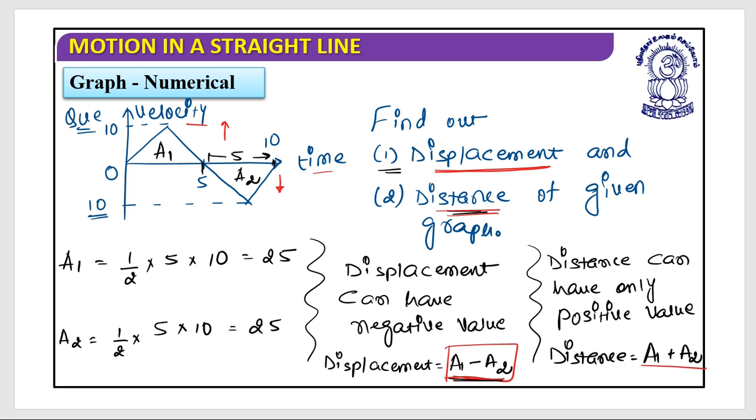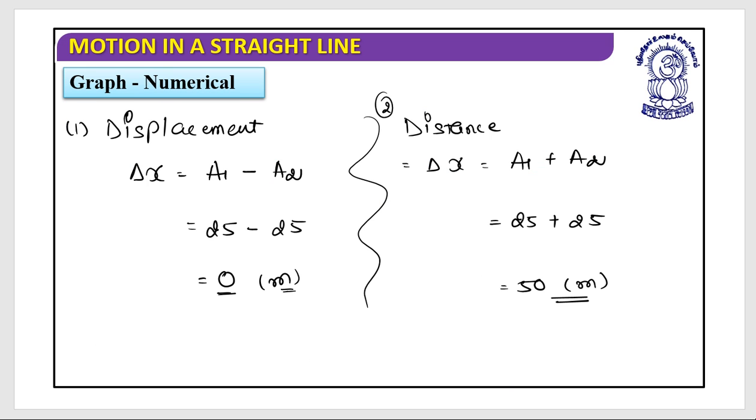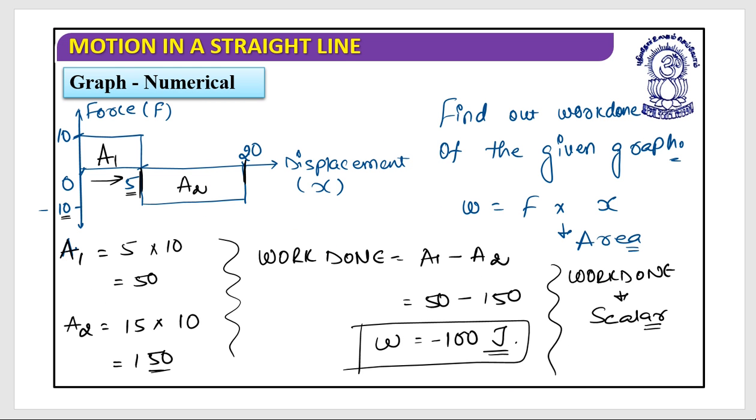Displacement is a vector quantity, and that's why I need to subtract it. It is a distance. Distance is a scalar quantity, and that's why I need to add up. It is not the case. I shall repeat this because I want that there should not be any misconception. Work done is a scalar quantity. Even though work done is a scalar quantity, it can have a negative value.